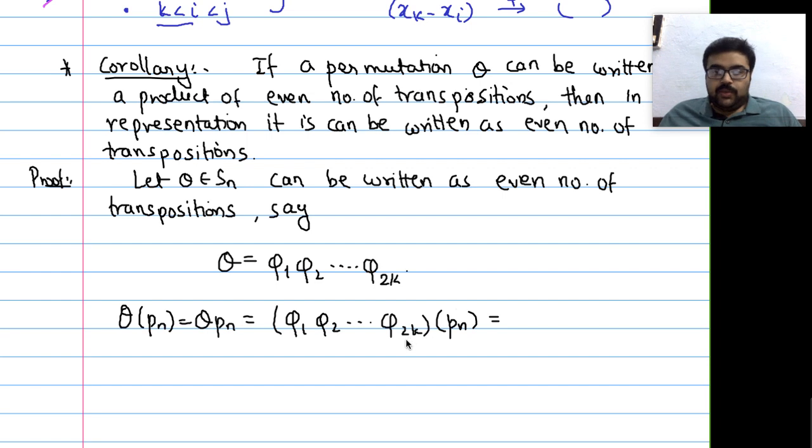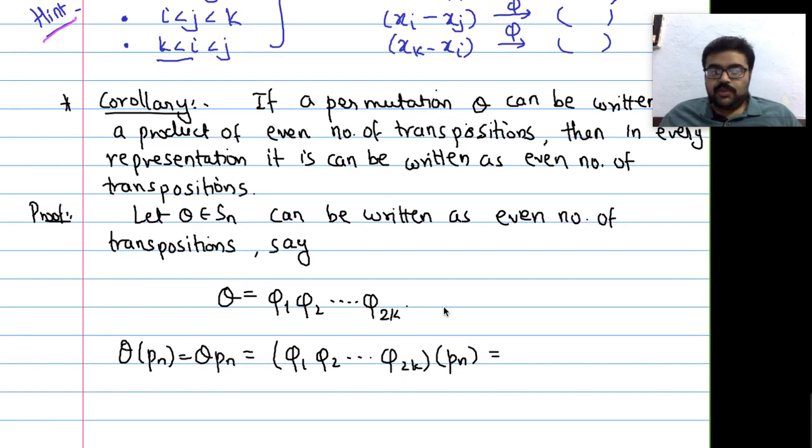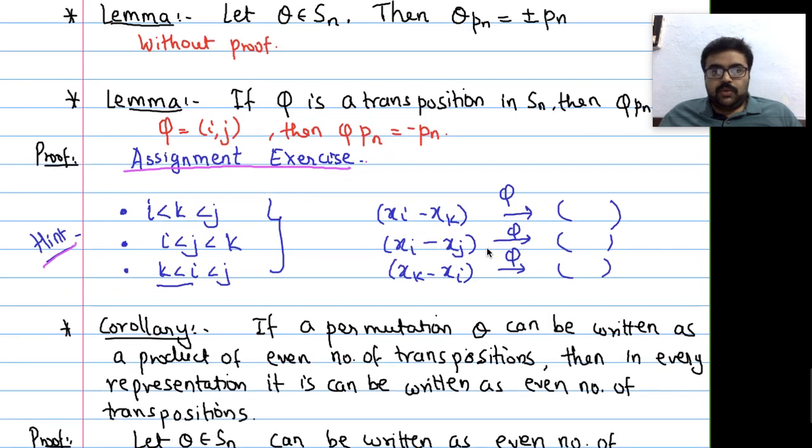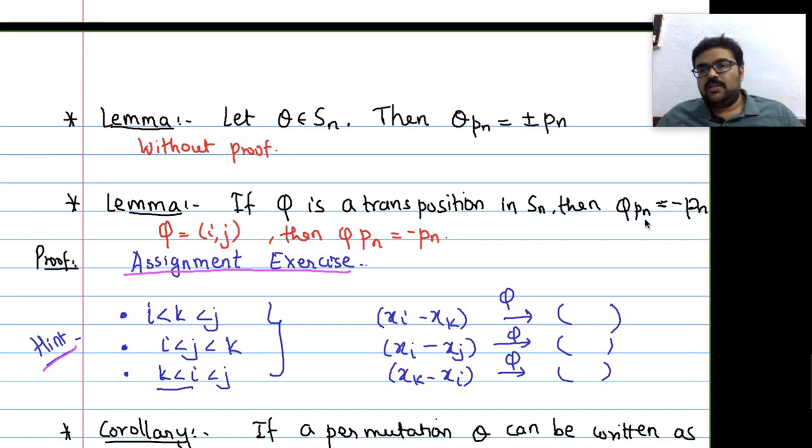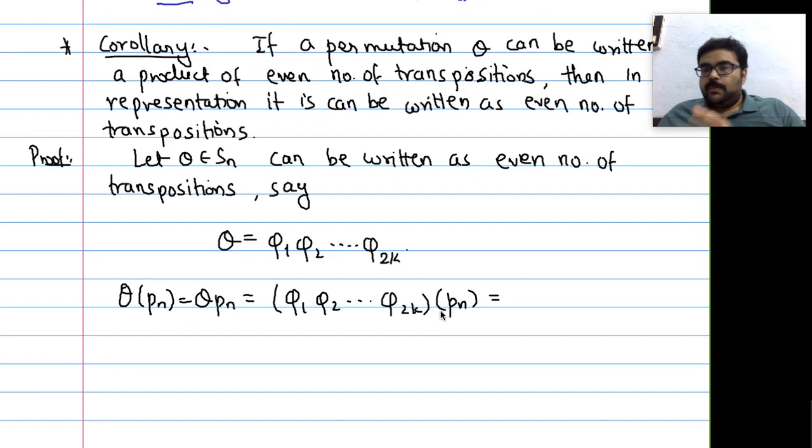Phi 2k is a transposition. All these are transpositions, so they are two cycles. What is the effect of a two cycle? It just changes the sign to minus 1. So when phi 2k is applied, Pn becomes minus Pn. Then phi 2k minus 1 is applied, and minus Pn becomes Pn, and so on: minus, minus, minus, and so on becomes plus, because these are an even number. So it gives us minus 1 power 2k Pn, which is Pn. So theta has no change on this.